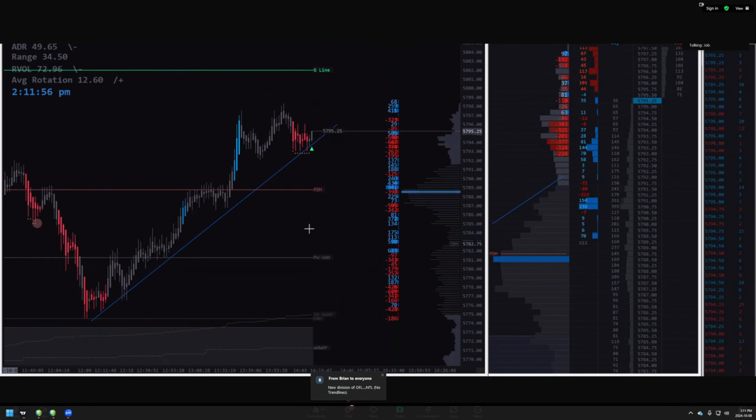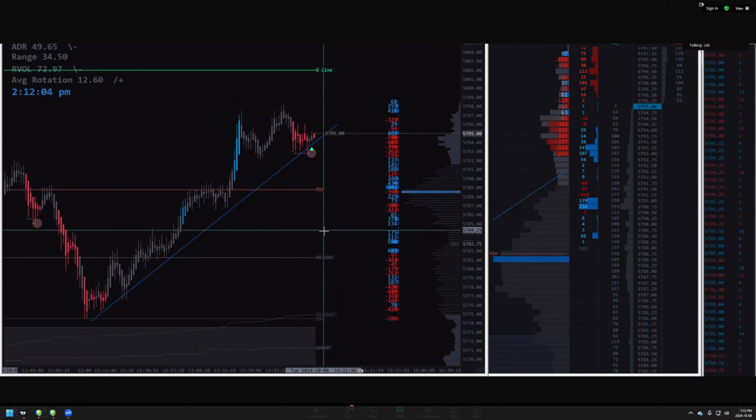What I'm getting at is the information provided from a profile grants an understanding of scenarios and direction, as well as potential for excursion and continuation. ES down the bubble. Yes, it is.